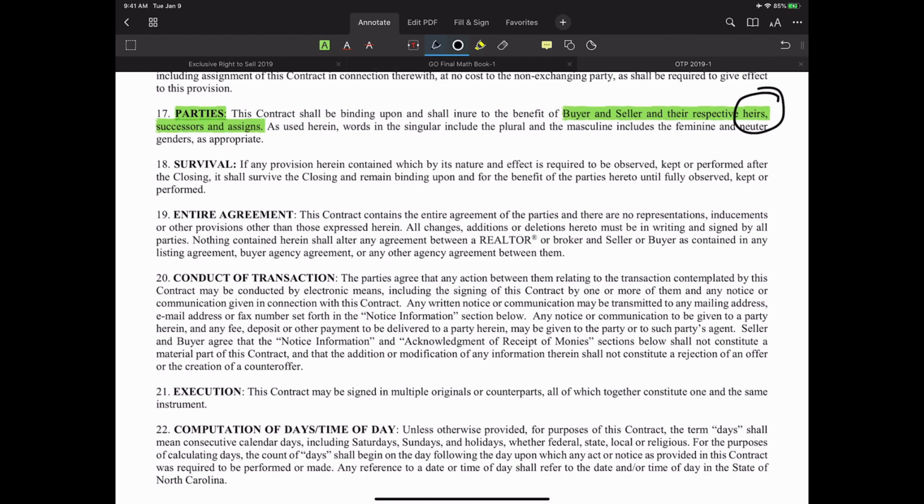What happens to an offer when someone dies? What happens to an agency agreement when someone dies? What happens to a contract when someone dies?